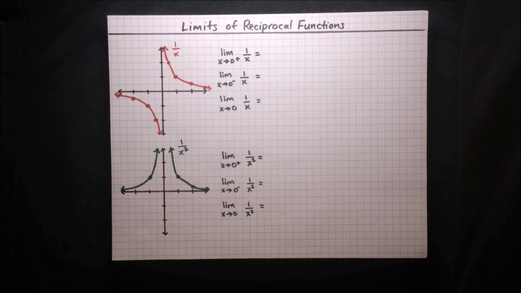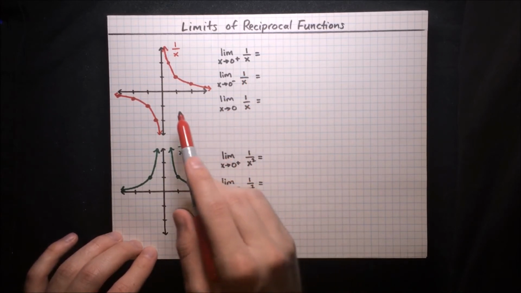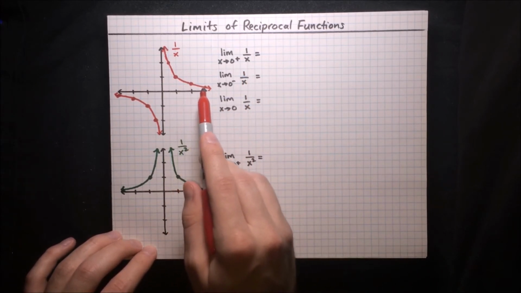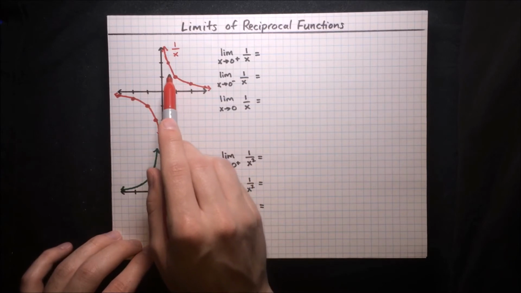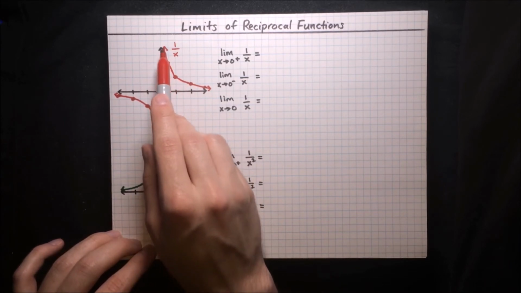Alright, so previously we talked about limits at positive and negative infinity, and now we're going to talk about limits at 0. So let's first consider for the function 1 over x, what is the limit as x approaches 0 from the positive side? Well, coming from the positive side, as x approaches 0, the function is shooting up and up and up. And that just happens because x is becoming a smaller and smaller positive number.